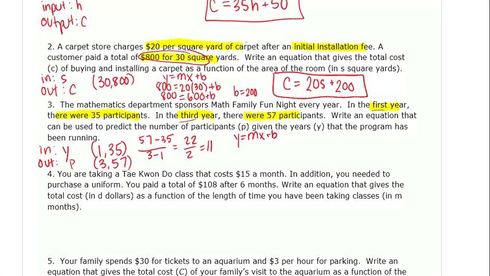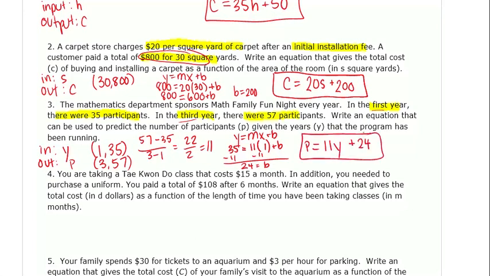So my y from that ordered pair is 35, my m is 11, the x is 1 plus b. So pretty much we have to subtract 11 from both sides, and we figure out that 24 is b, so 24 is the initial value. So putting it all together, the participants, so P, is going to be 11 times the number of years plus the initial value of 24.